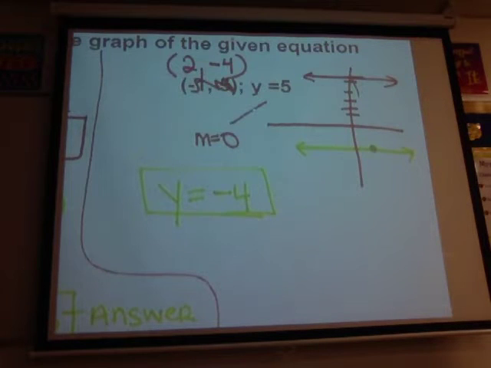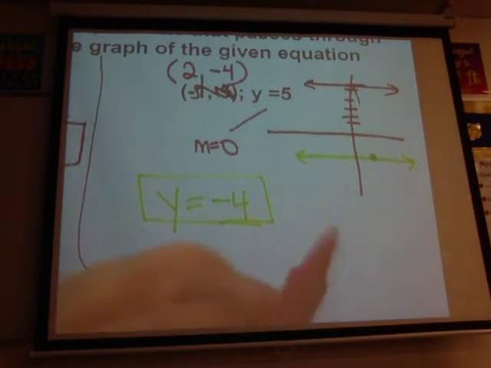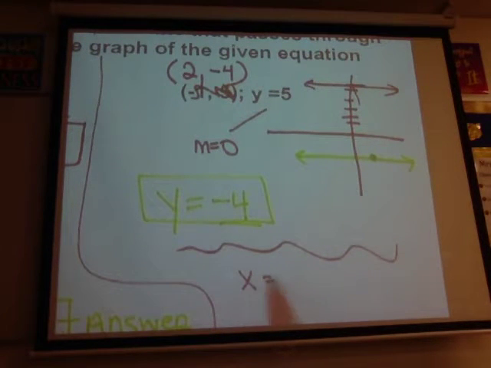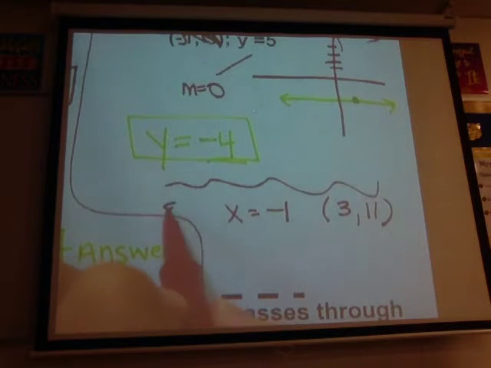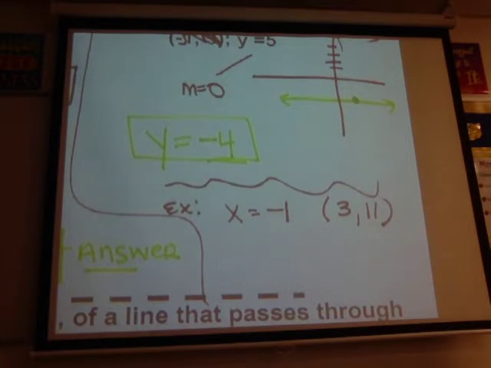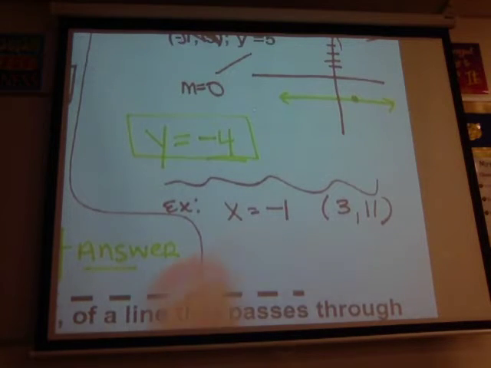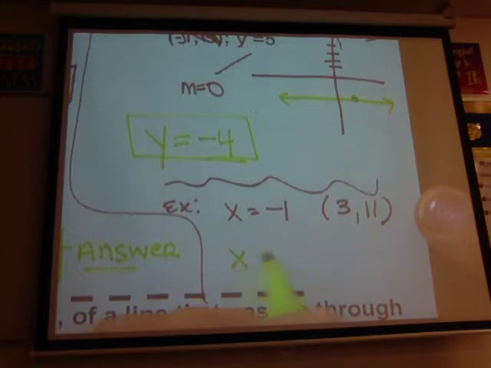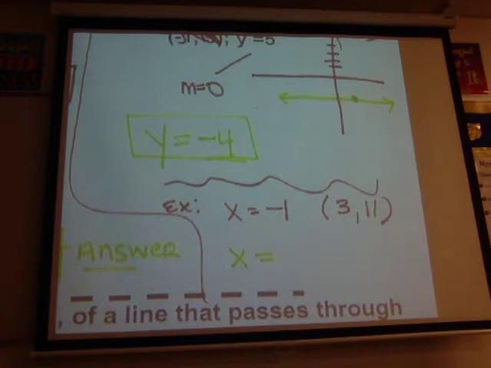Okay? So let's do another quick example here. If I said x equals negative 1 and I wanted a line parallel through 3, 11. If I'm parallel, the first part doesn't change. And this is when it's just y equals a number and x equals a number, not when you have something else. So for your second one, I'm going to have x equals, what's my x value? 3.